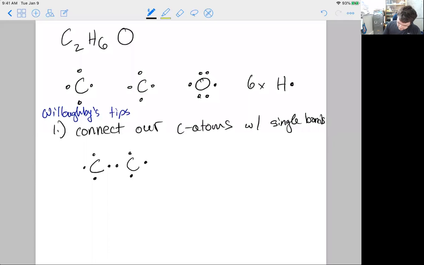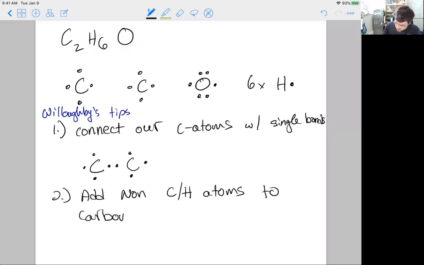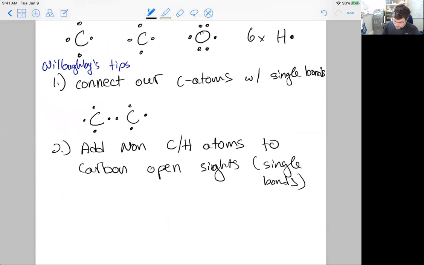So, 2 carbon atoms that are connected by a single bond. And then in step 2, I'm going to add non-C or H atoms to the carbon open sites. And again, I want to start with single bonds. So I'm going to start with my single bonds. What I'm saying is we've got our carbon atoms that are now connected to each other.